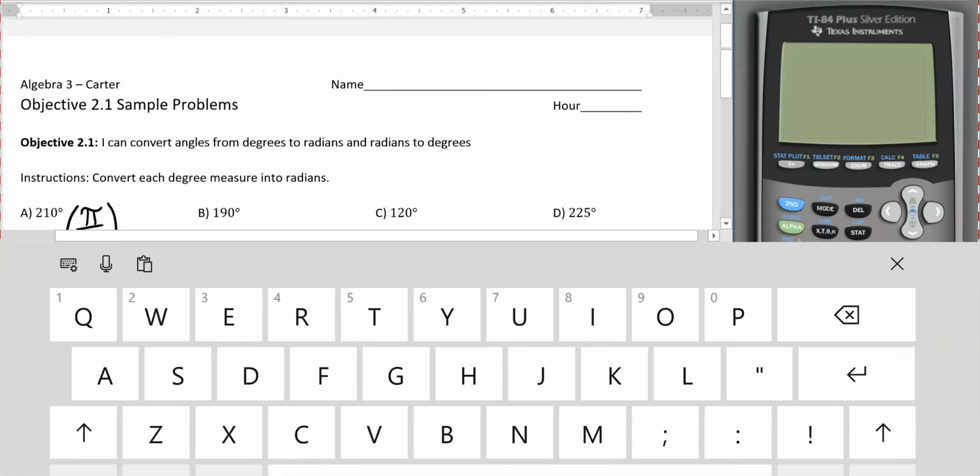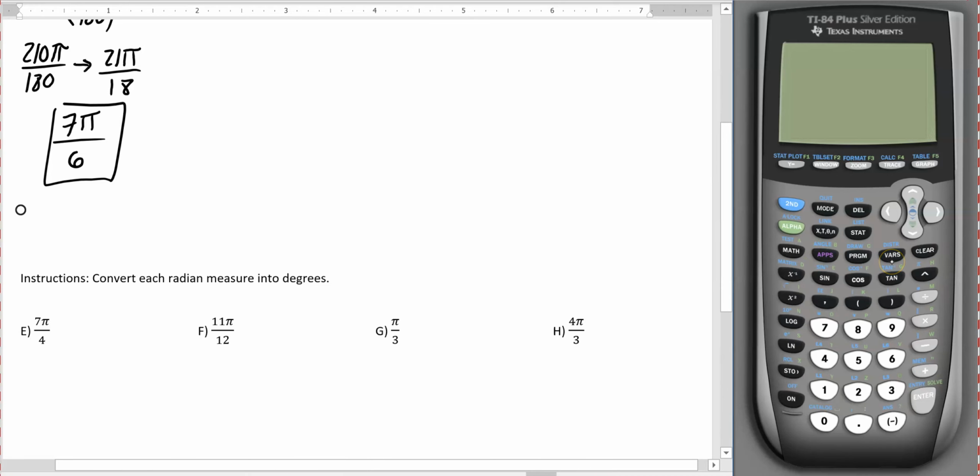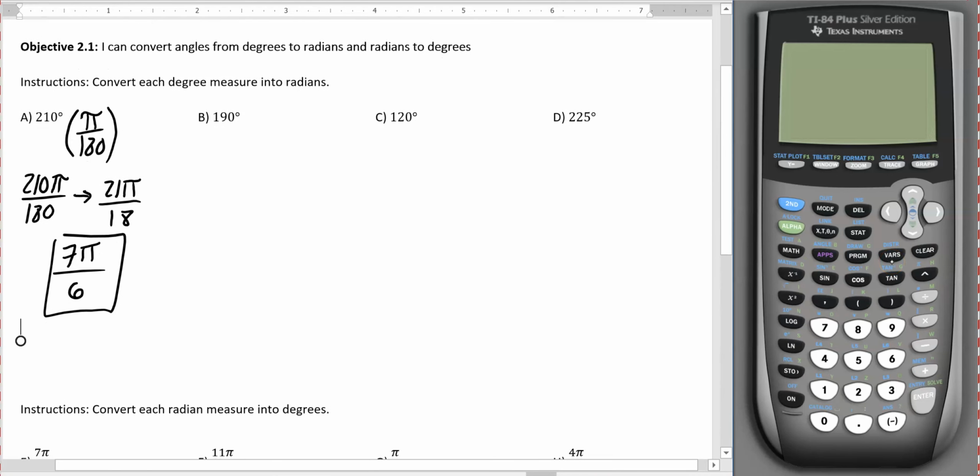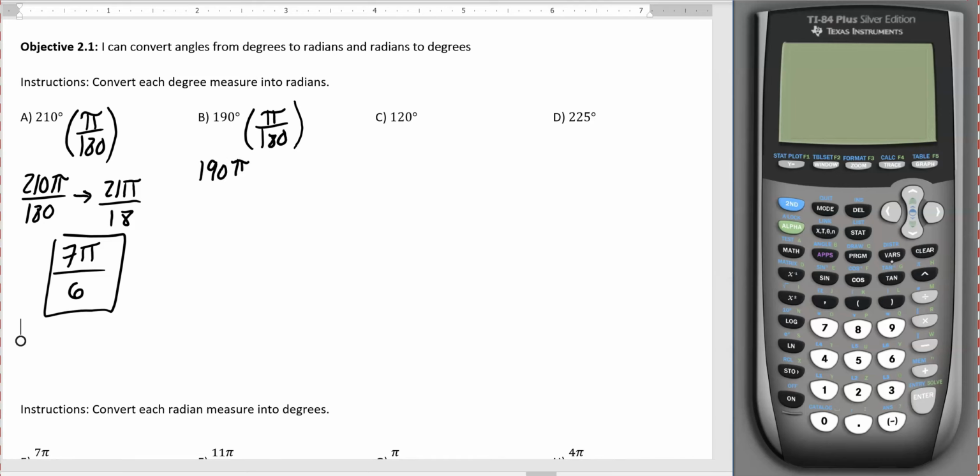190 degrees times pi over 180. So this will become 190 pi over 180. I can divide both of those by 10 and I'll be left with just 19 pi over 18. And there we go.